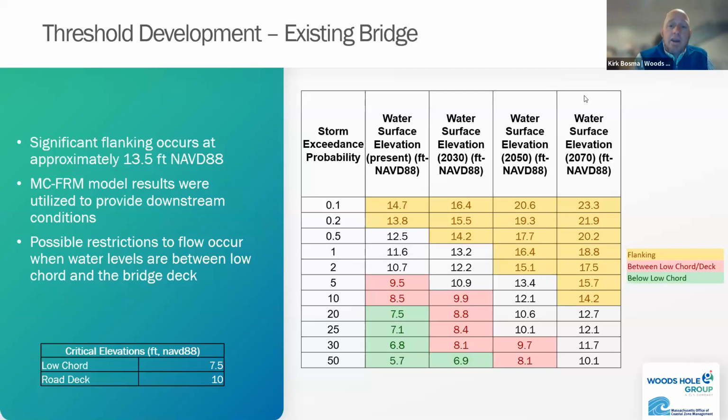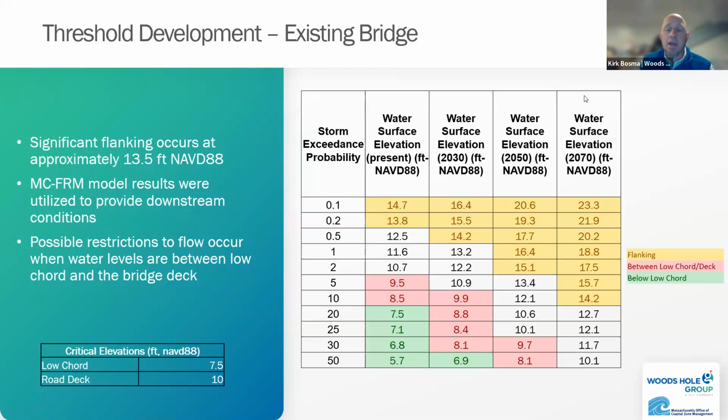So those yellow areas in the overall distribution, and this is information that we pulled from the Massachusetts Coast Flood Risk Model, said, hey, when you're getting to those elevations, it's flanking the bridge anyway, right? Below that, in the red, is when the water surface elevation was between the low chord and the deck of the bridge. So that was an area where you were getting pressure flow underneath the bridge. You might have problems with forces on the substructure of the bridge. And the green was below the low chord.